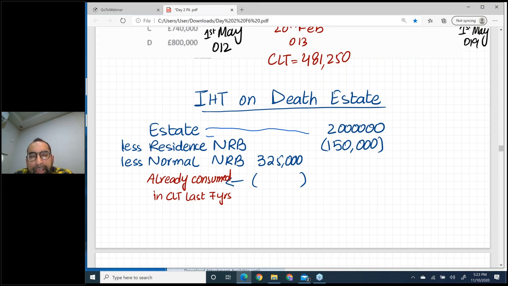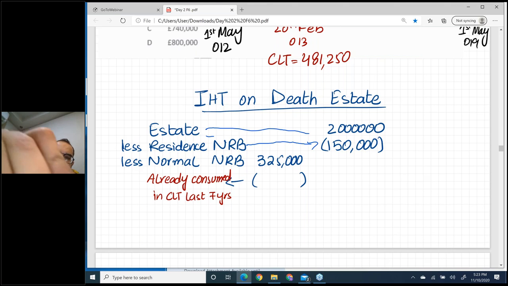Now, was there any residence NRB available? Yes, I taught you all the conditions of residence NRB have been met. So just simply deduct £150,000, and there is no 7-year accumulation principle for this residence NRB. Now the next step is normal NRB. We all know in this question normal NRB at the time of death was £325,000 available. But you have to look 7 years back, and as this is the death estate calculation, you stand at the date of death and look 7 years back.